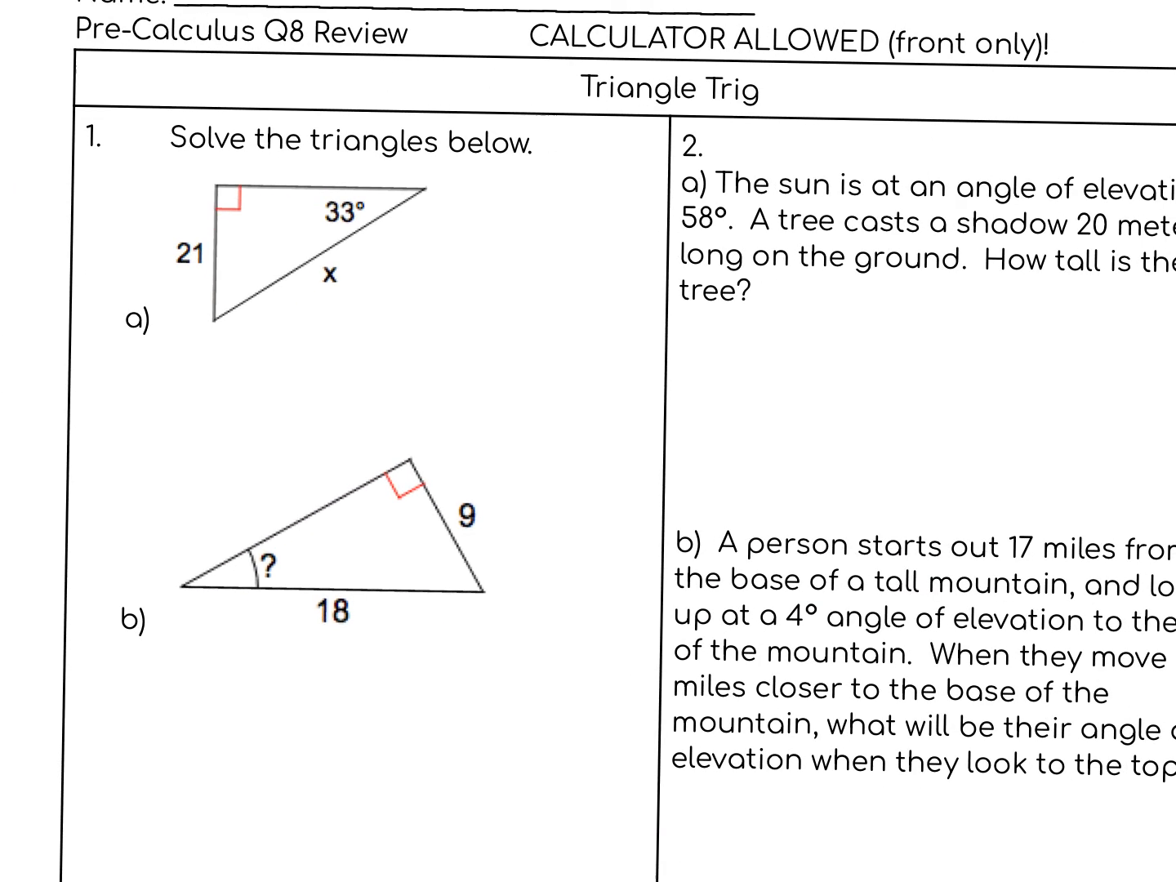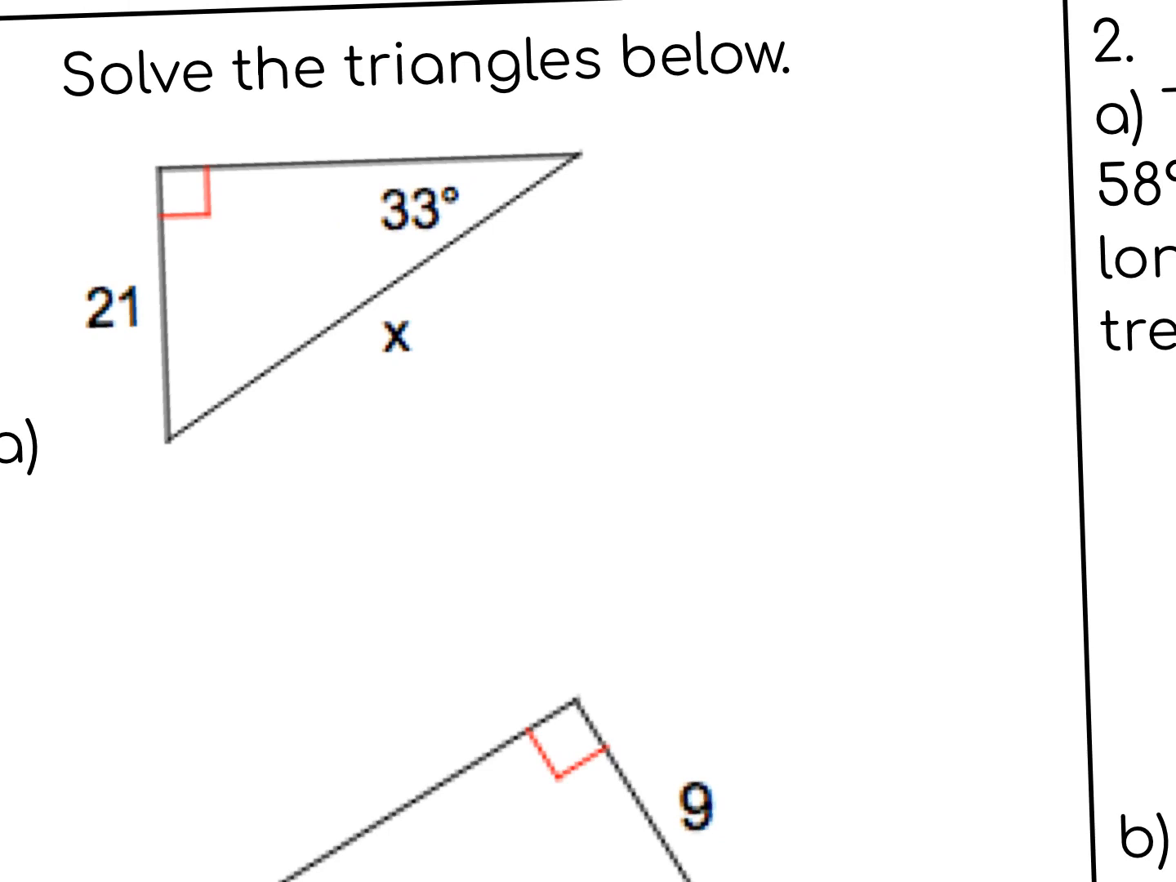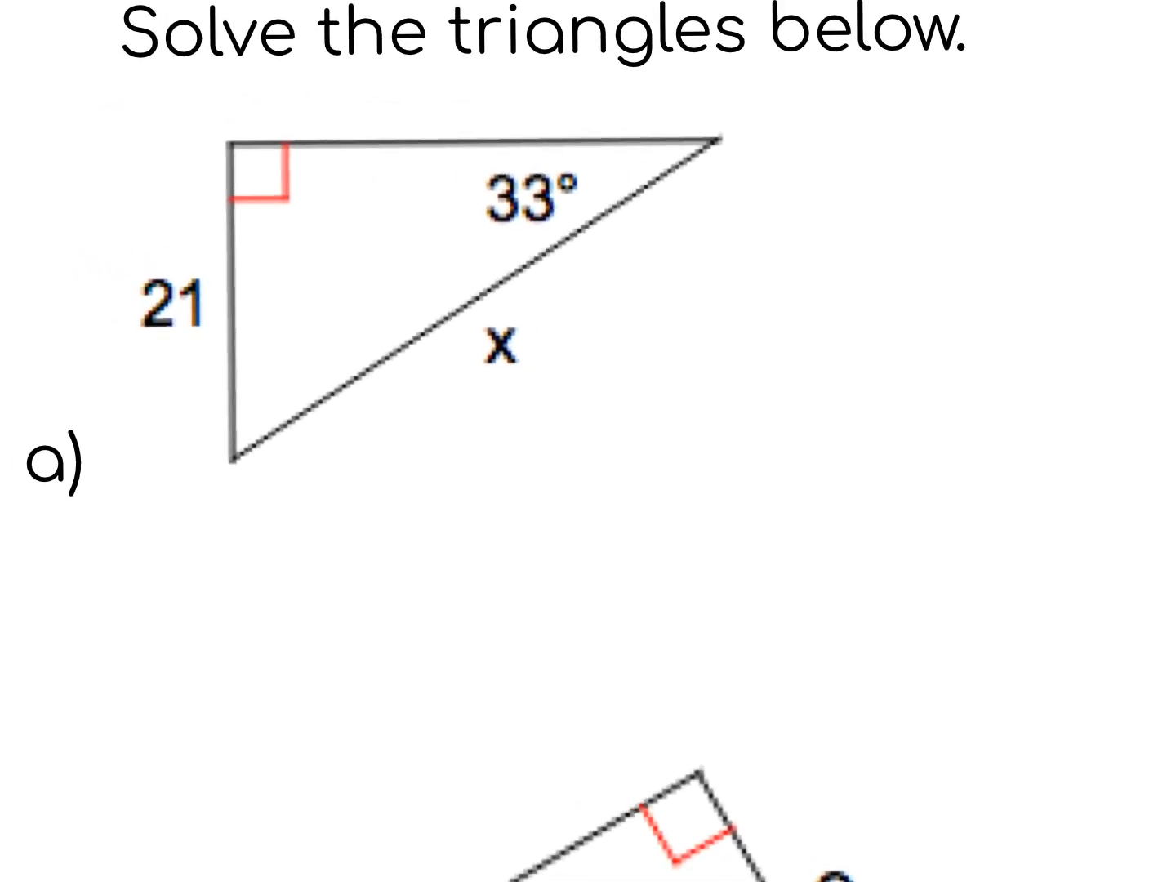Alrighty, let's figure these out. Solve the triangles. Okay, let's see, I got this angle, and this is the opposite, and the hypotenuse. So it says solve the triangles, so I'm going to find everything. There is an x there, but that's okay.